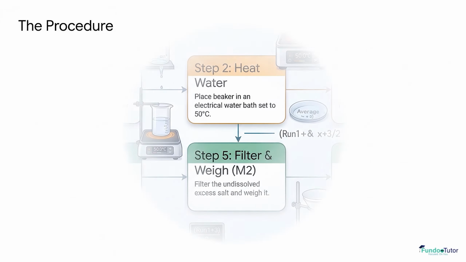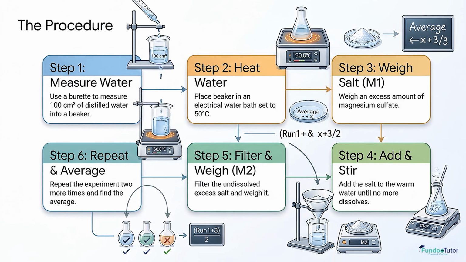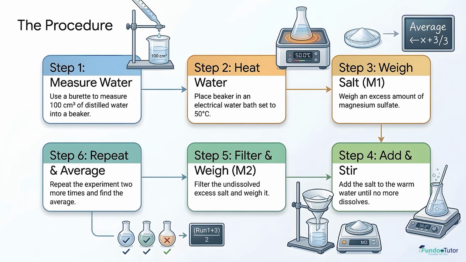Now for the explain step, our procedure. First, we'll use a burette to measure out the water because it's much more precise than a measuring cylinder. Second, we'll use an electrical water bath to keep that temperature at a constant 50 degrees, way more reliable than a Bunsen burner. Third, we weigh an initial amount of our salt that we know is more than enough. We'll call that mass M1.